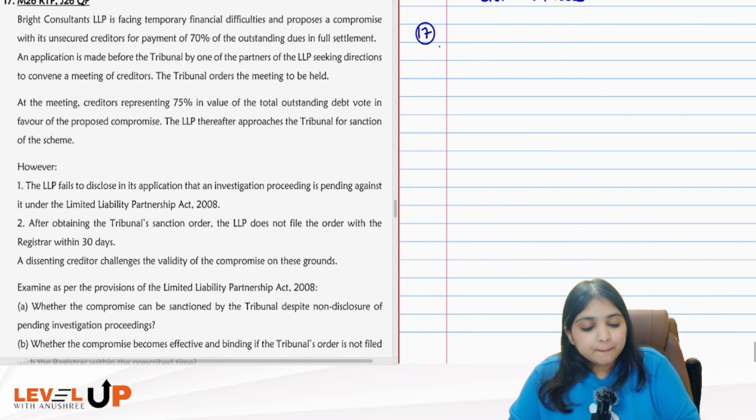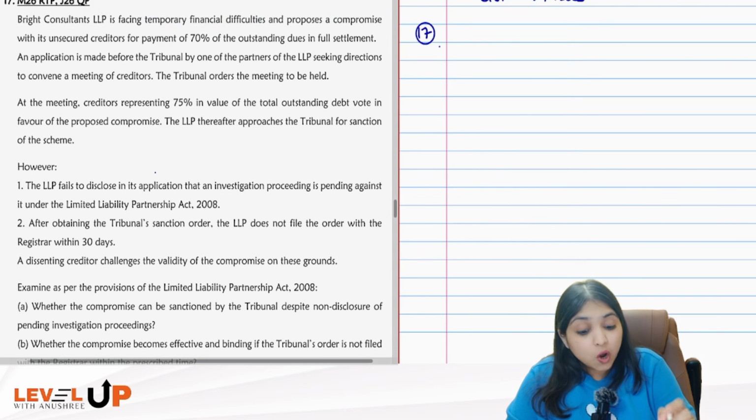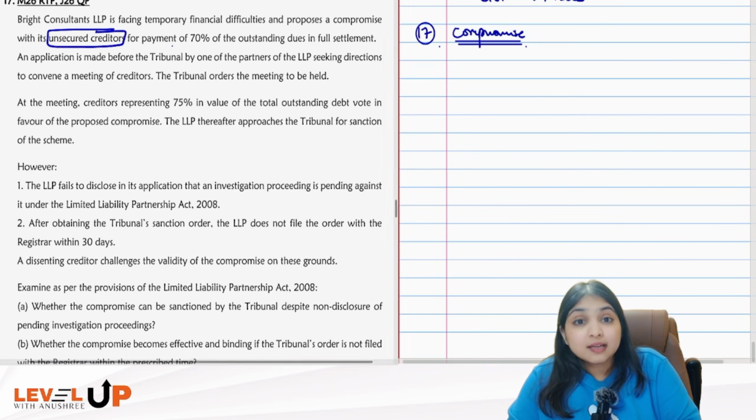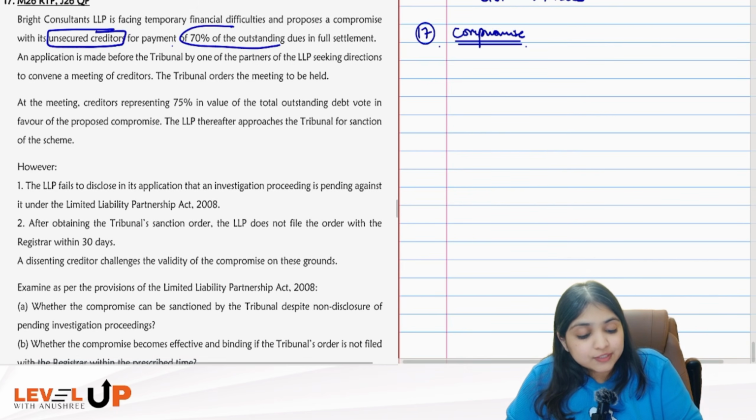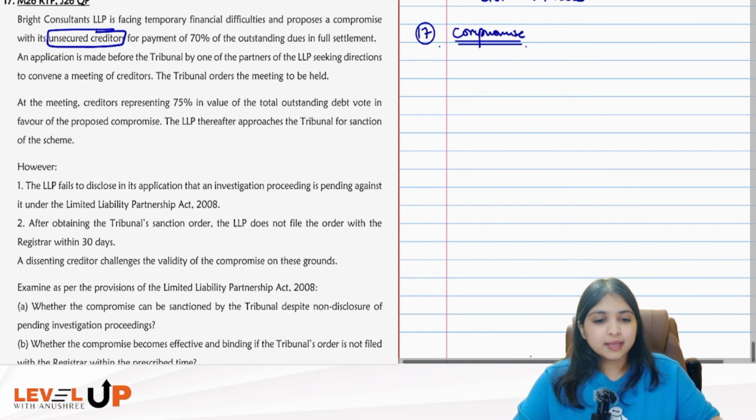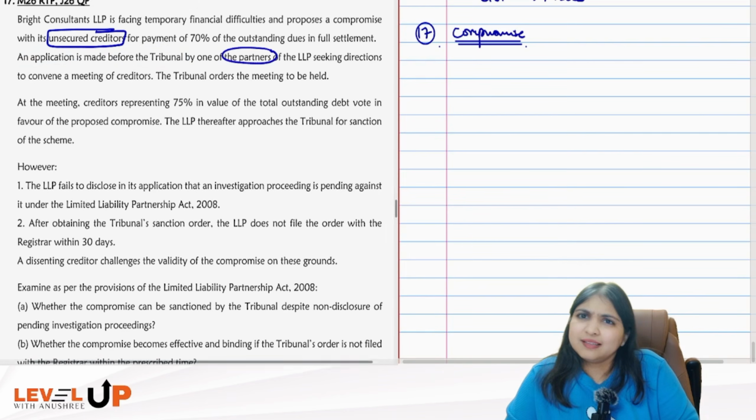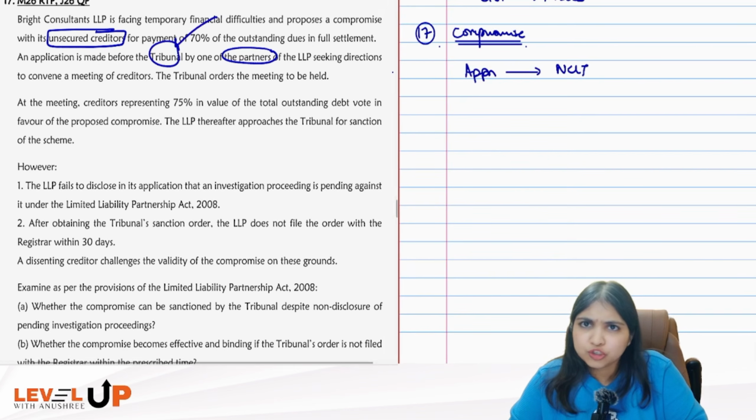So the question says, Bright Consultants LLP is facing temporary financial difficulties and proposes a compromise with unsecured creditors. So we're talking about compromise or arrangement, guys, the last concept in our LLP chapter. The compromise with unsecured creditors. Compromise can either be with partners or it can be with creditors. Here it is with creditors for payment of 70% of the outstanding dues in full settlement. Then the question says, an application is made before the tribunal by one of the partners. See, whenever there's a compromise, an application has to be made. To whom? To NCLT. Here application is made to the tribunal, correct only.